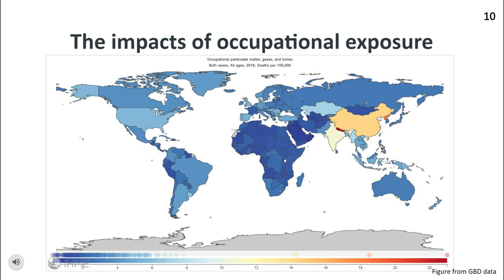The figure presented here shows the rate of deaths across the globe due to occupational exposure to PM, gases, and fumes. In Southeast Asia, occupational exposure to PM, gases, and fumes was estimated to cause 32,500 deaths in 2019, while occupational carcinogens contributed 350,000 deaths.